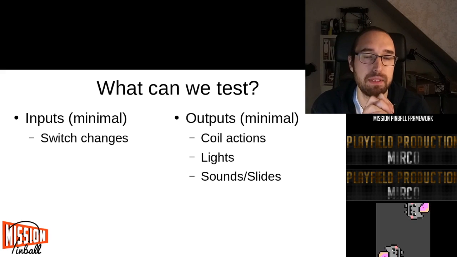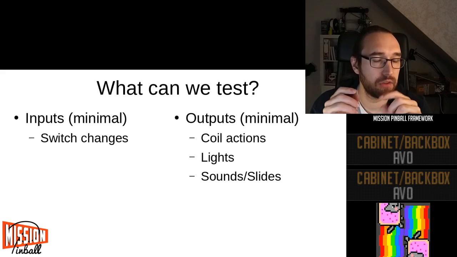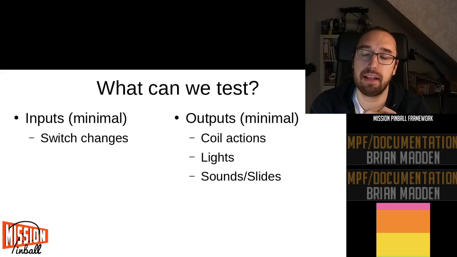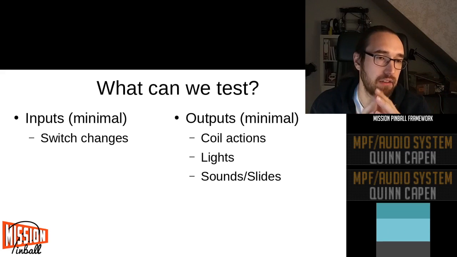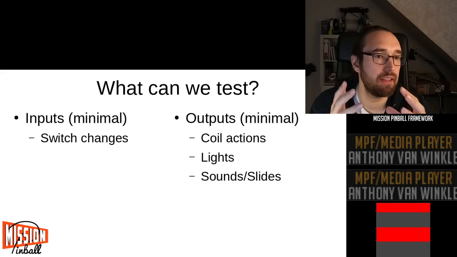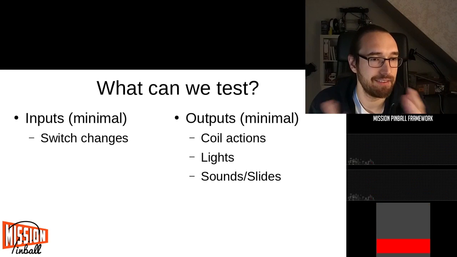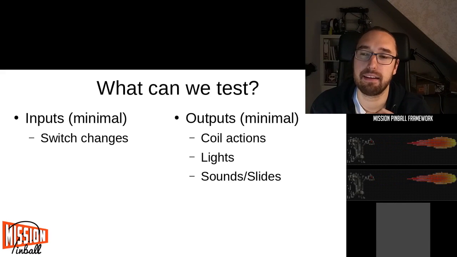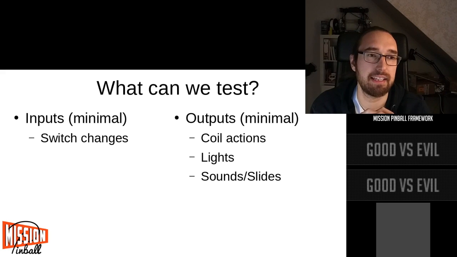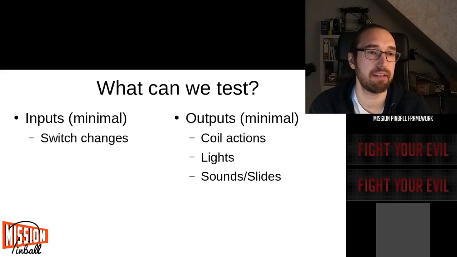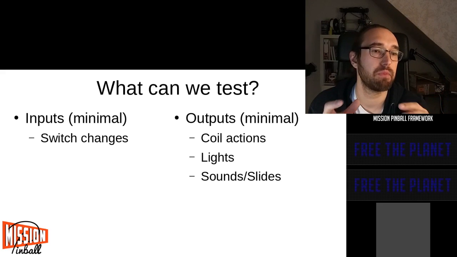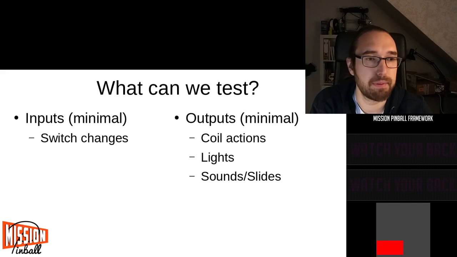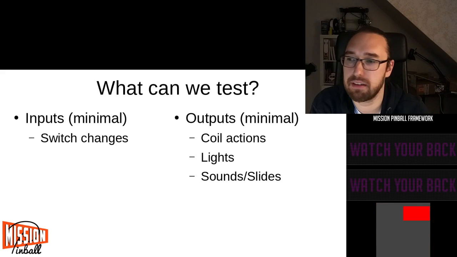And the minimal outputs we need for tests are all the coil actions, so which coils are actually triggered or activated or enabled, and maybe also which lights are active. That's useful in a lot of ways just to see which modes are active. I mean, you somehow have to tell how or if they are active. And then which sounds apply, which slides, or what is shown on the DMD or on the LCD. That's in MPF, that's slides. That's basically what we minimally need, and we definitely can do that.